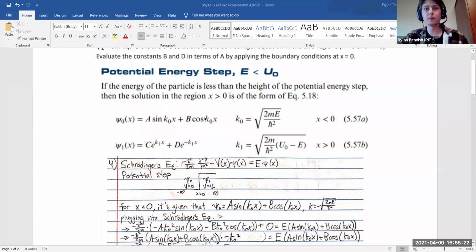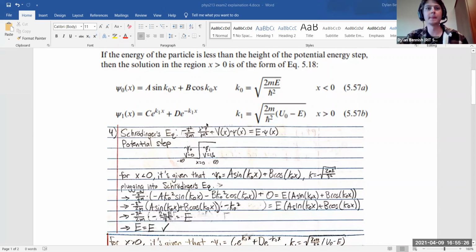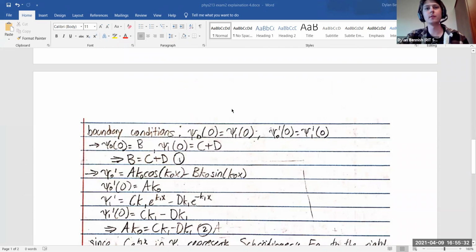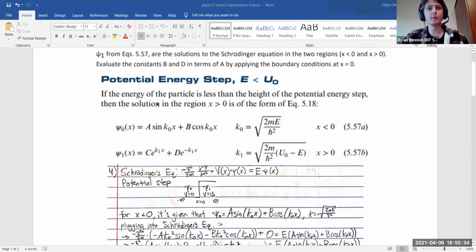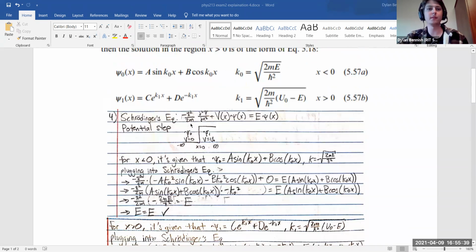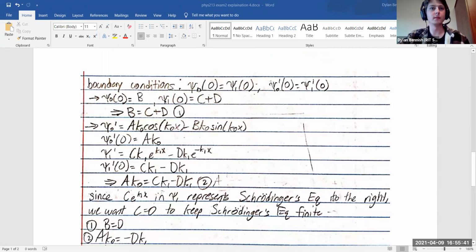At psi naught of 0, the cosine term goes to 1, the sine term goes to 0, we're left with b. So we'll have psi naught of 0 is equal to b. We do the same thing for psi 1 of 0. If we look at psi 1, we plug in 0 for x, the e terms go to 1, so we're left with c plus d. So psi 1 of 0 is equal to c plus d. We know these have to be equal because of the boundary conditions. Therefore, b is equal to c plus d, and that's going to be our first equation.